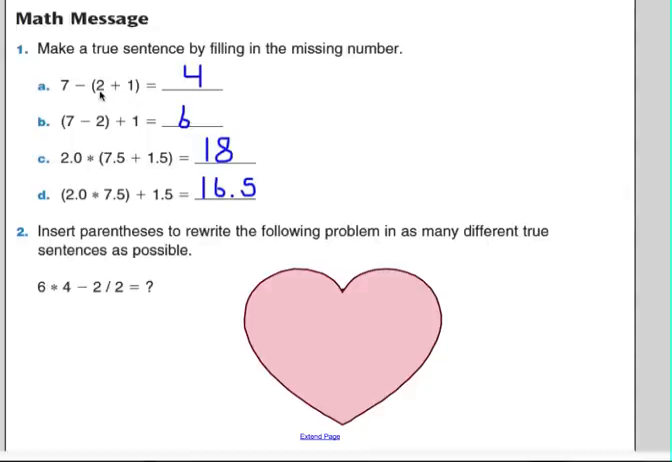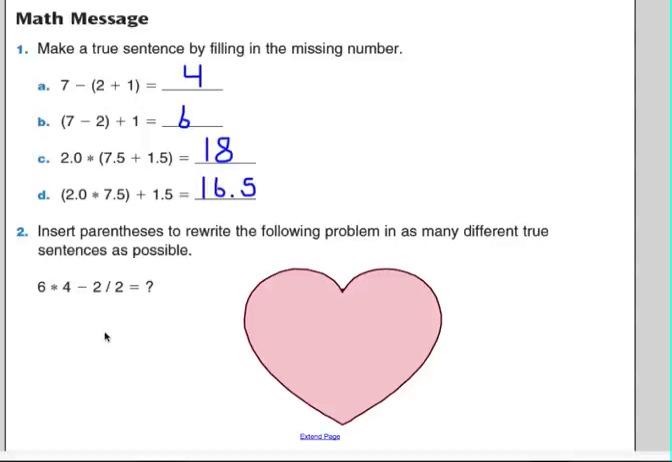So here we have 2 plus 1 inside parentheses. So we need to solve that by assigning it the value of 3 first. Then we go back here and we do 7 minus 3. And that's how we get the answer 4. If we just go in order, 7 minus 2 is 5 plus 1, that gets an answer of 6, okay? And that's not the correct answer because the parentheses mean we need to do that part first.